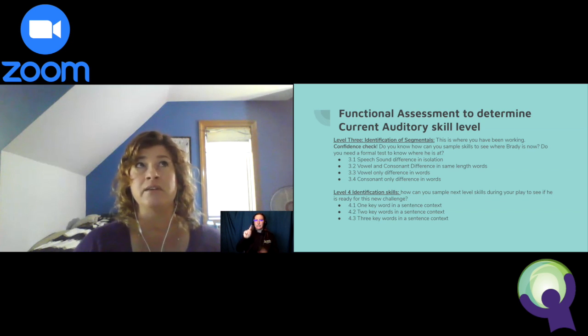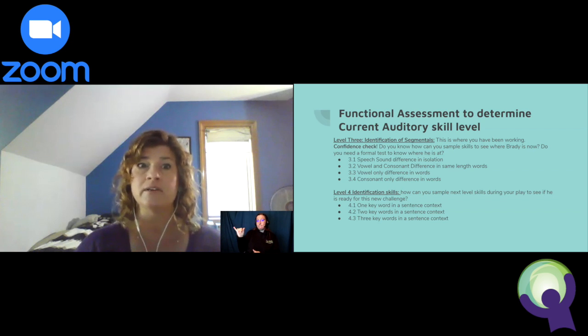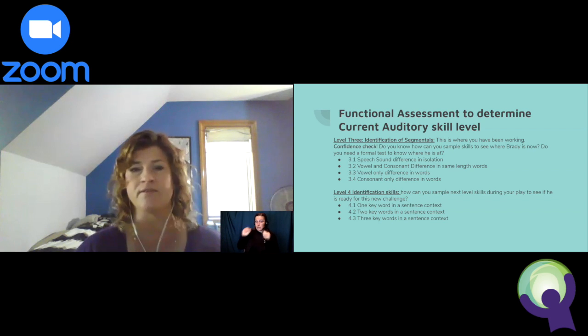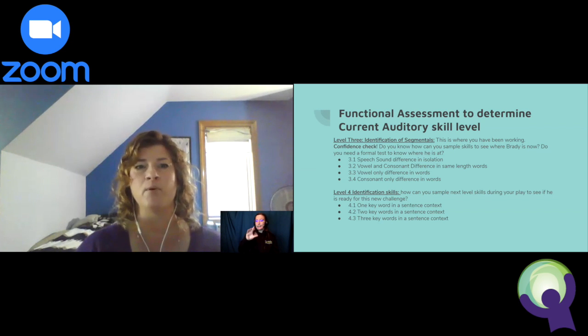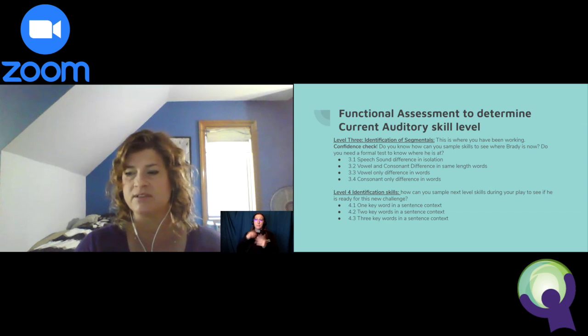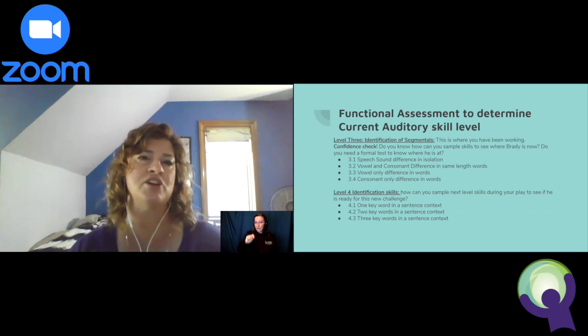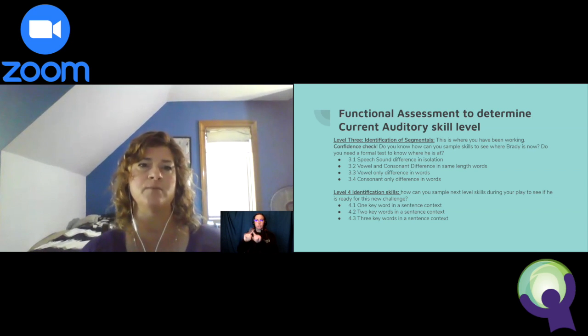Is he doing some of the minimal pairs? I don't know. We could test to find out if he knows some words that are different only by vowels. So like kit, cat, cut. How about ones that he might know only by consonant differences? So like bat, mat, fat, pat. We could check for some of those to see where he is.